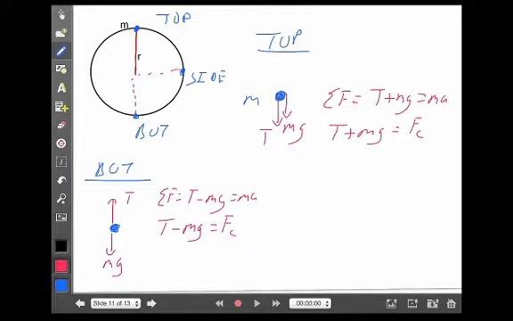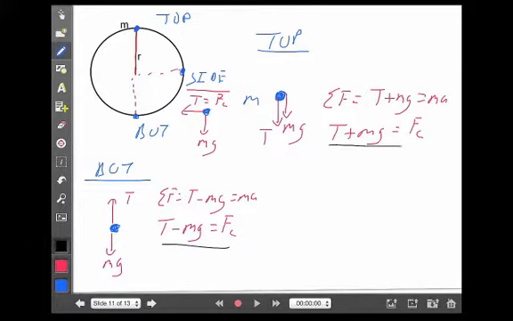Now, over here at the side, well, weight is down and tension is to the side. Okay? So at the side point, the only thing acting towards the center is the tension at that moment. So the weight doesn't seem to affect it very much in terms of centripetal force there at the moment.